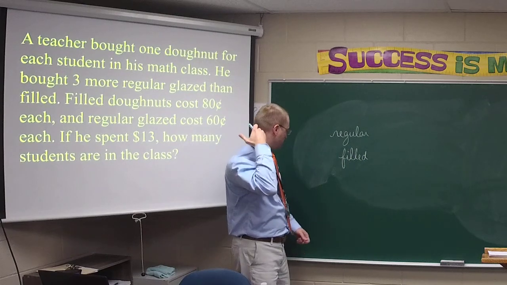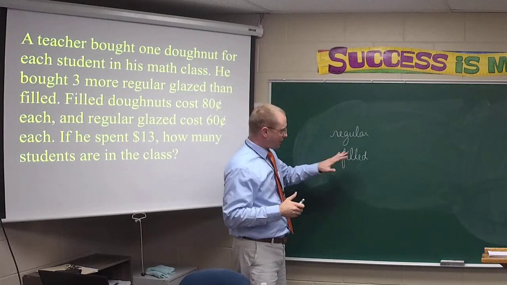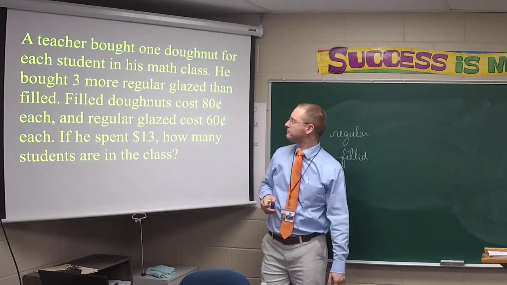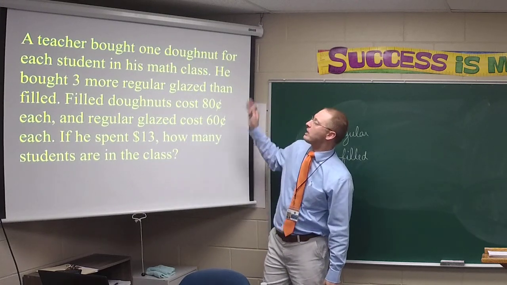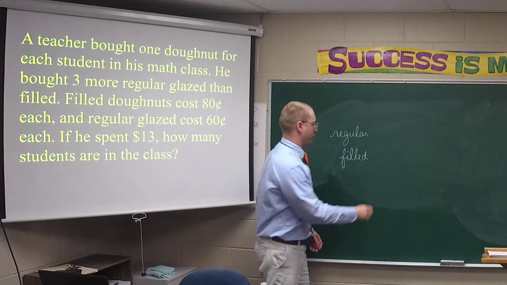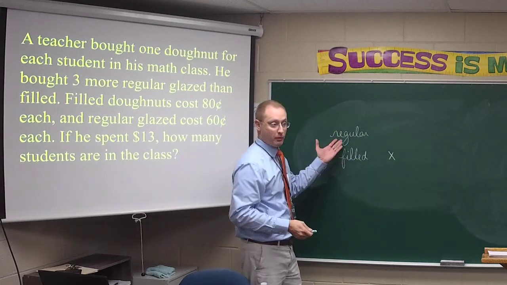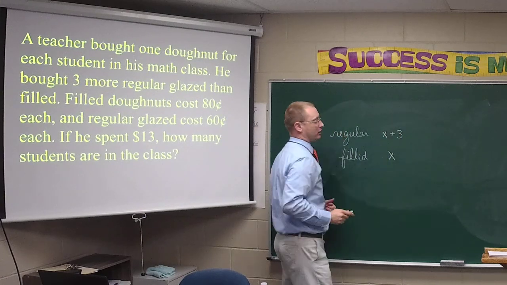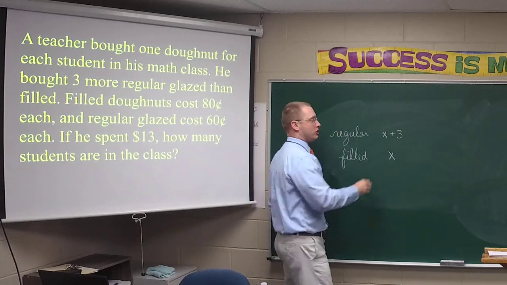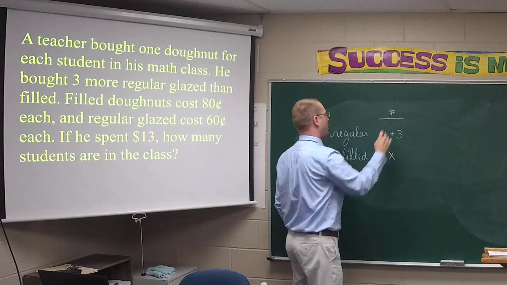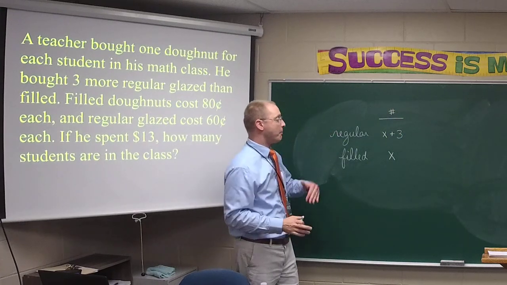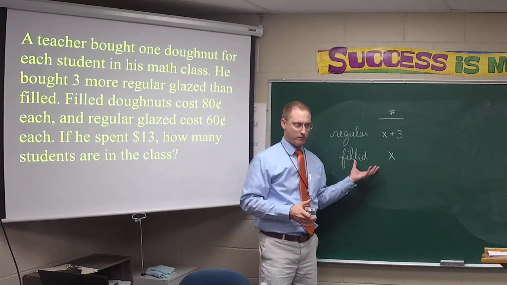And you could argue students who got regular and students who got filled, but whatever. Which one gets to be x here, Michael? Filled. Right, you got 3 more regular glazed than filled, so filled will be x, and we should represent regular class as x plus 3, because there were 3 more of the regular glazed than there were filled. Now this refers to the number of students who got regular donuts, and then the number of students who got the filled donuts, right?